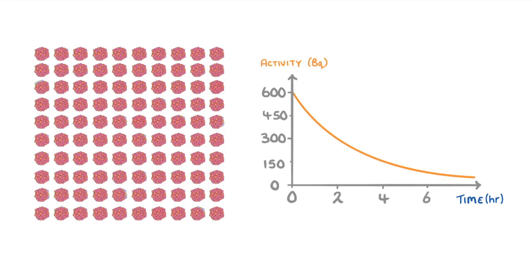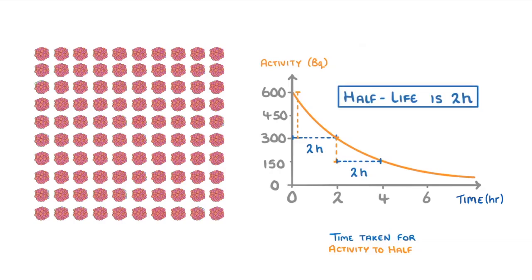To calculate the half-life from a graph like this, we need to find the time it takes for the activity to halve. So in this case, drop from 600 to 300, which we can see is about 2 hours. And to confirm this, we could check another one by seeing how long it takes to halve again down to 150. And indeed, it does take another 2 hours, so we can be confident that the half-life is 2 hours.